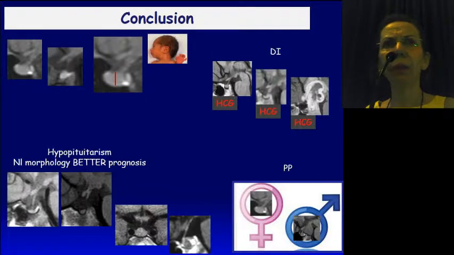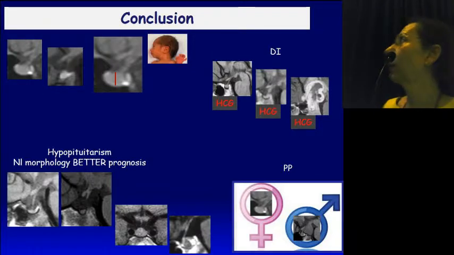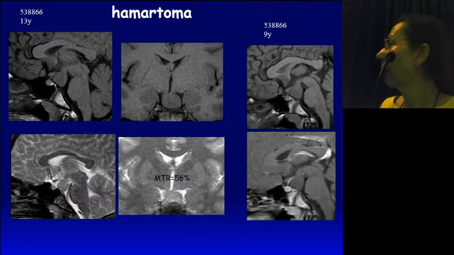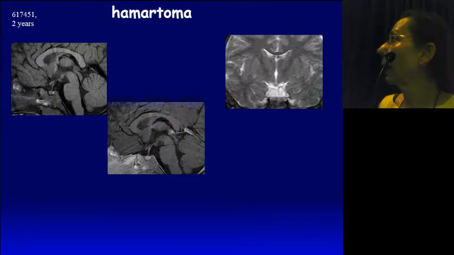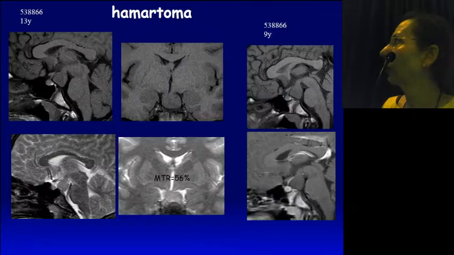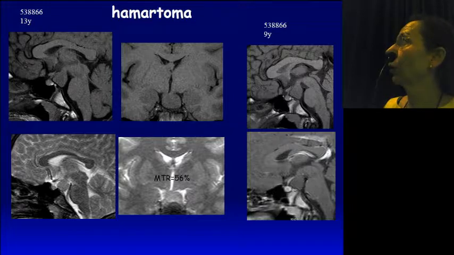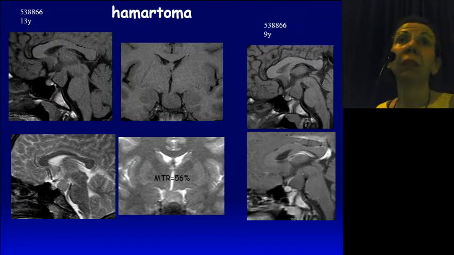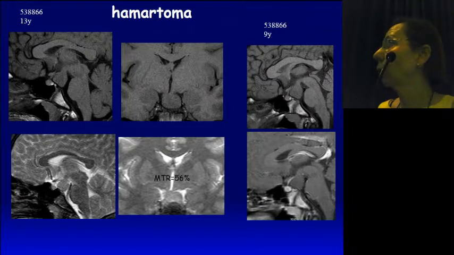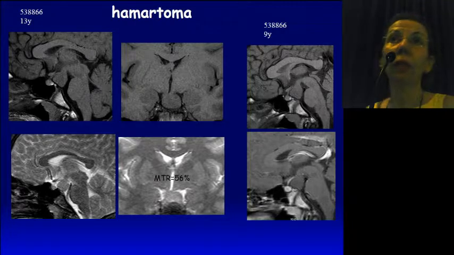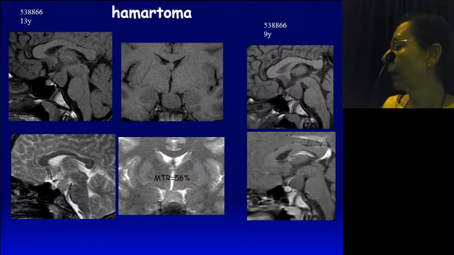I have 15 minutes, I think, to see some more cases with you. And we've seen that case. I'll go back to this case. You remember that this is a big hamartoma, and this child presented with precocious puberty. So this is straightforward. You can make the diagnosis, no problem. You can even measure the magnetization transfer ratio, whatever. Okay? This is a typical case.